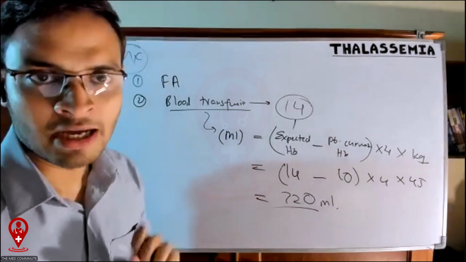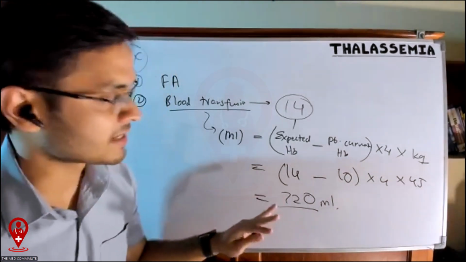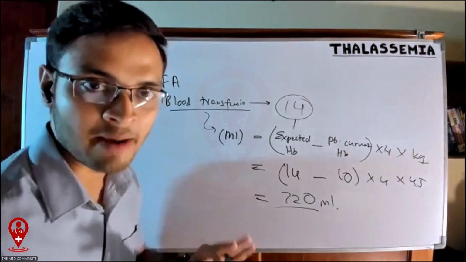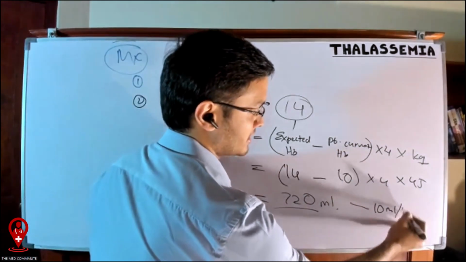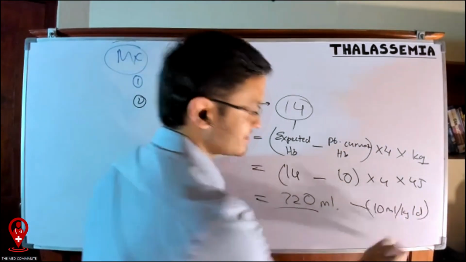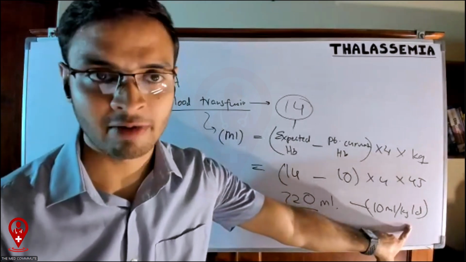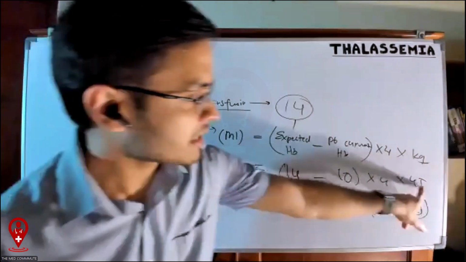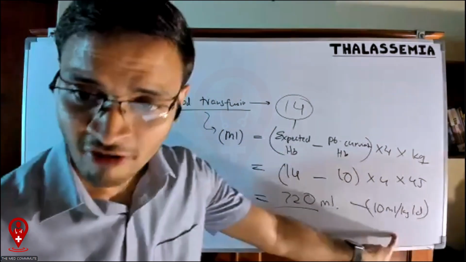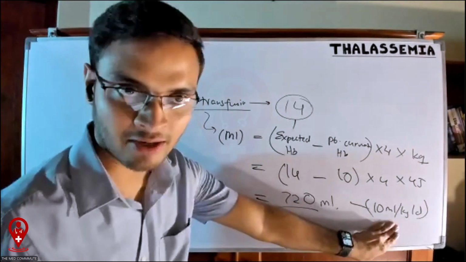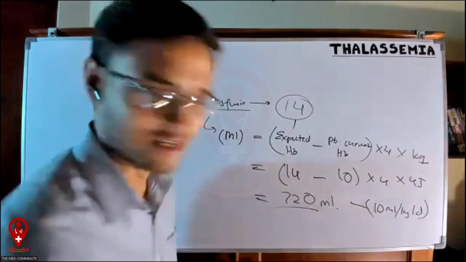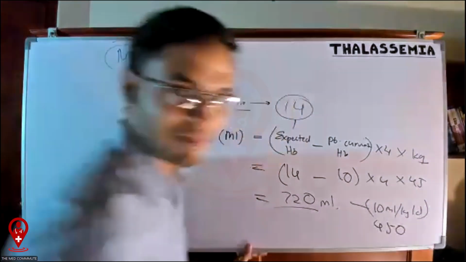But there is a problem. Specifically in pediatrics, guys, there is a limit per day. Per day, we can only give 10 ml per kilogram. This is the maximum we can give for one day. So if our child is 45 kilograms, how much blood can we maximally give him for one day? 450. 10 into 45, that I can do. So 450 we have to give.